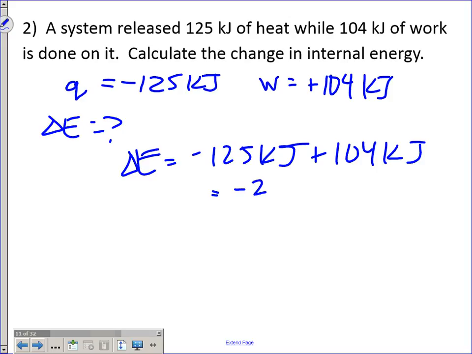Negative 20. Did I put? Oh, okay, I did. That's at 5. Negative 21 kilojoules.